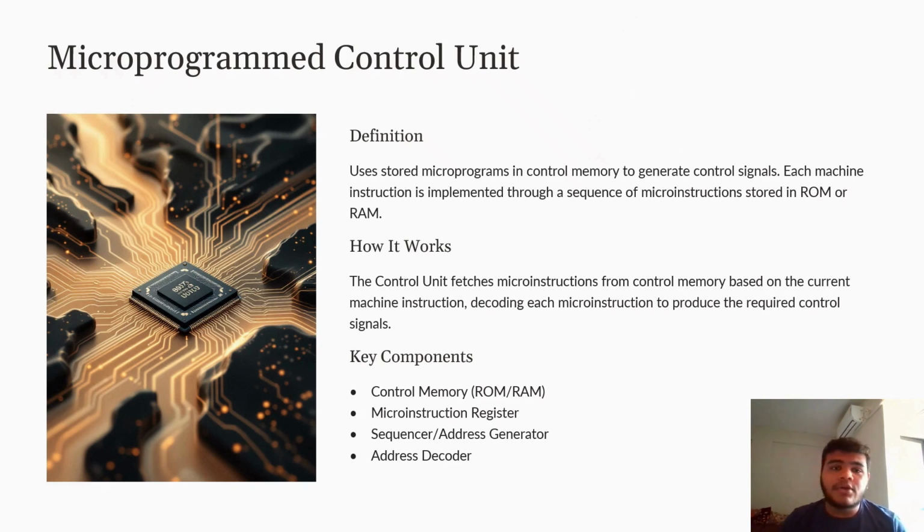Now, the key components of a microprogram control unit. The first one is the control memory, like random access memory or read-only memory. Second is the microinstruction register. Third is a sequence generator or address generator. And the next one is the address decoder.